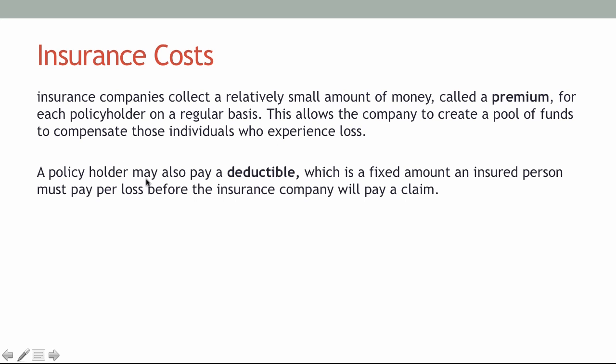A policyholder may also pay a deductible, which is a fixed amount an insured person must pay per loss before the insurance company will pay a claim. So you're paying your premium per month. Let's say you do get into a fender bender and you want to get your car fixed. The insurance may pay most of it to get it fixed, but require you to pay a little bit as part of getting it fixed as well in terms of a deductible.